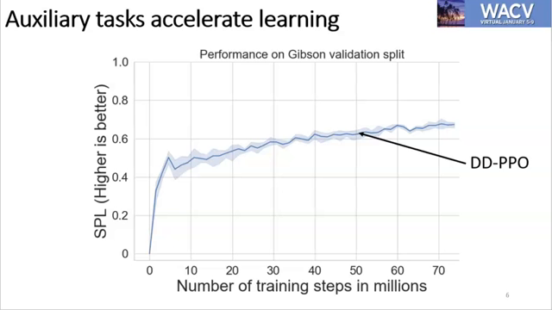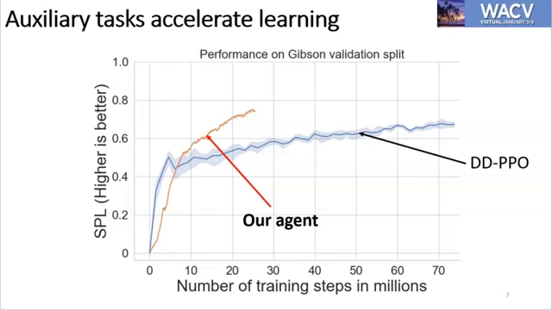The current state of the art for training point goal agents, DDPPO, is slow to train, taking millions or even billions of steps to reach optimal performance. We show that agents trained with our auxiliary task can achieve a significant speedup. Let us see the agent architecture.